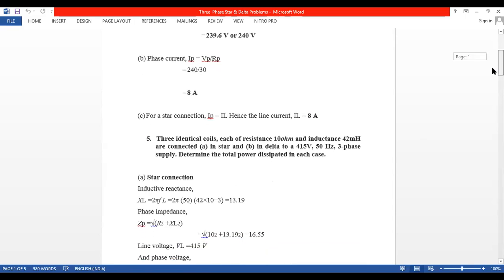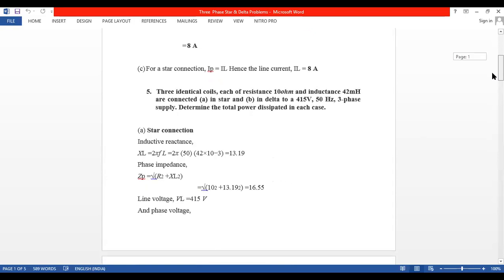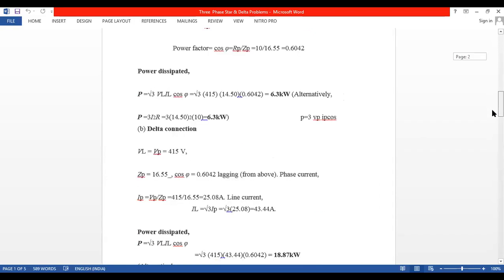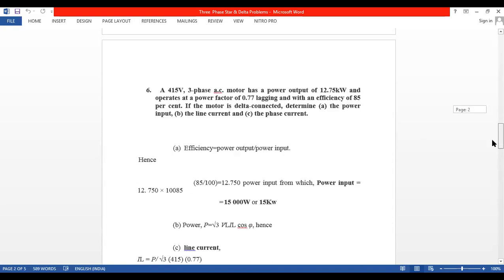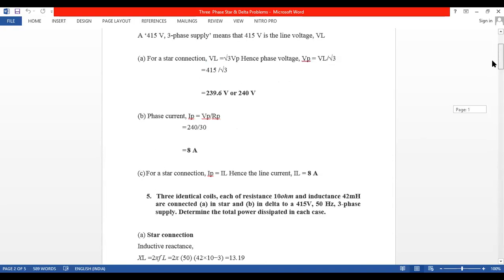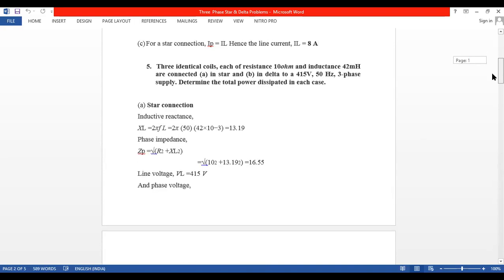All of you, this document will be shared, but for you, only the first, fourth and fifth problems you study. Okay, the remaining problems are not as per the syllabus. They are complicated. If you find the time, you can go through them. But as per the syllabus, only fourth and fifth.